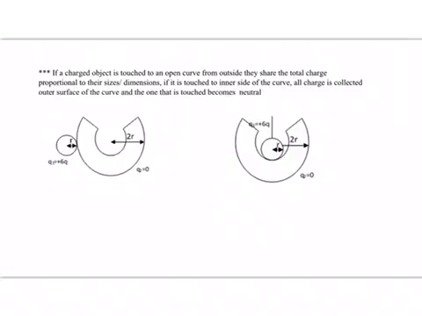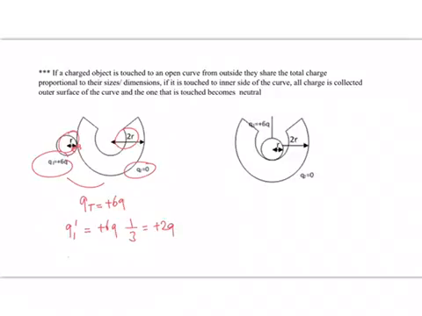There's a special condition here. If a charged object is touched to an open curve from outside, they share the total charge in proportion to their sizes. In this example, you see that Q1 is in contact from the outside with Q2. The total charge is equal to +6Q. So the new charge of Q1 will take 1/3 of the charges, so +2Q, and Q2 has the rest of the charges, or 2/3 of the charges, which is equal to +4Q.